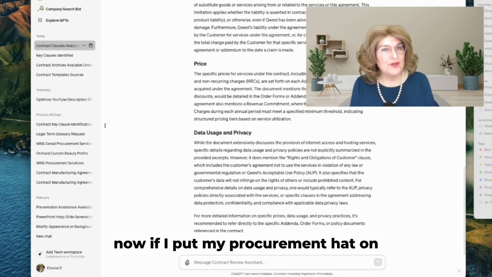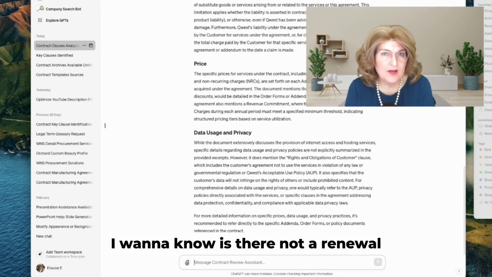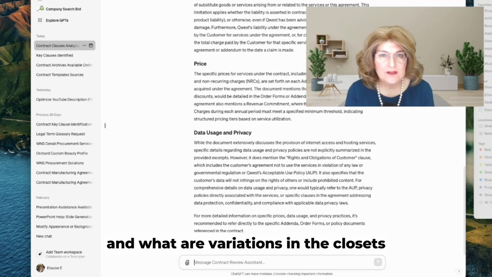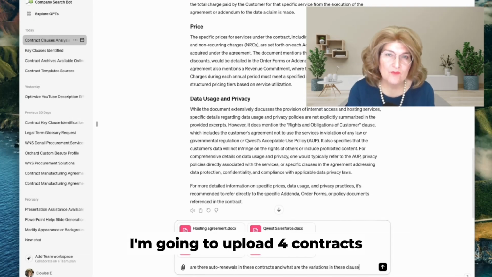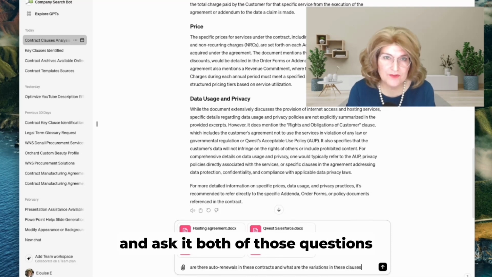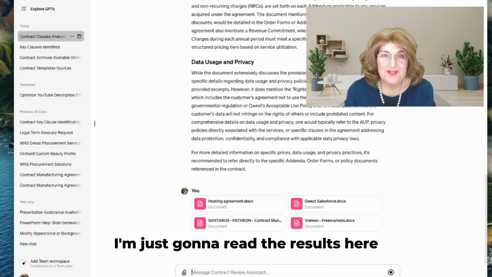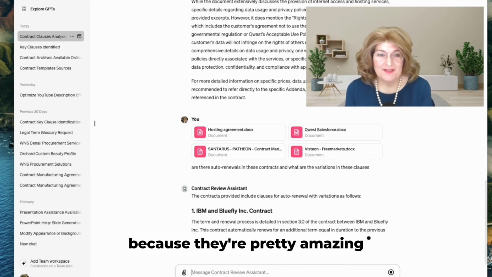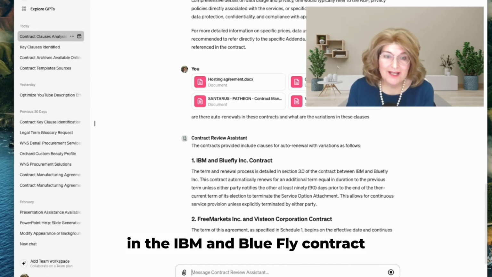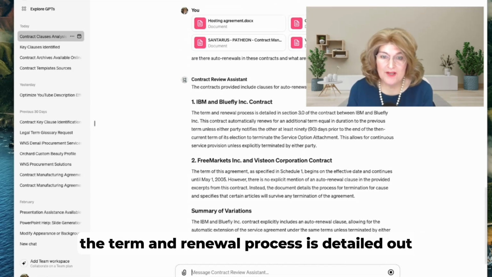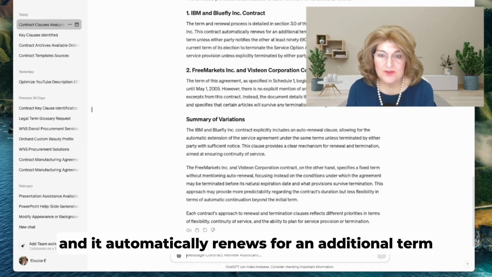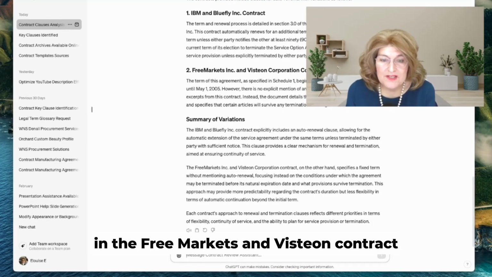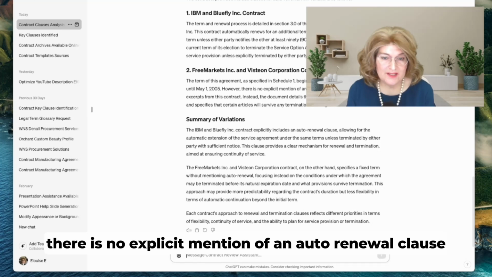Now, if I put my procurement hat on, I want to know, is there an auto renewal and what are variations in the clauses? So to make this experiment more compelling, I'm going to upload 4 contracts and ask it both of those questions. I'm just going to read the results here because they're pretty amazing. In the IBM and Bluefly contract, the term and renewal process is detailed out and it automatically renews for an additional term. In the Free Markets and Visteon contract, there is no explicit mention of an auto renewal clause.